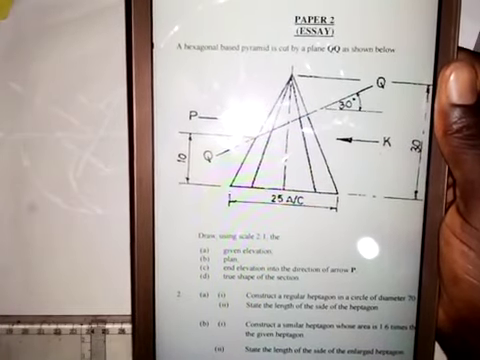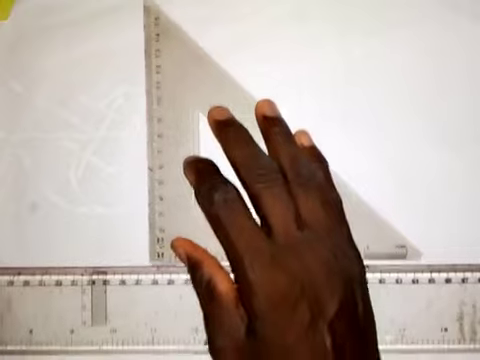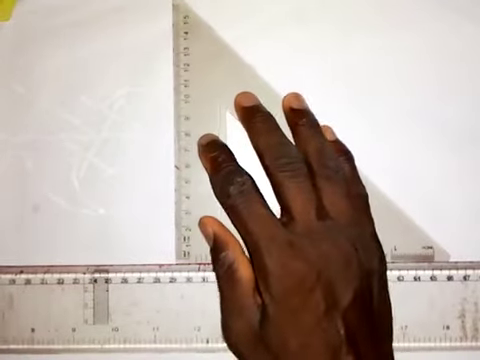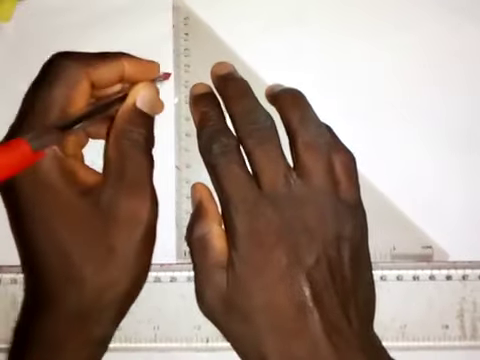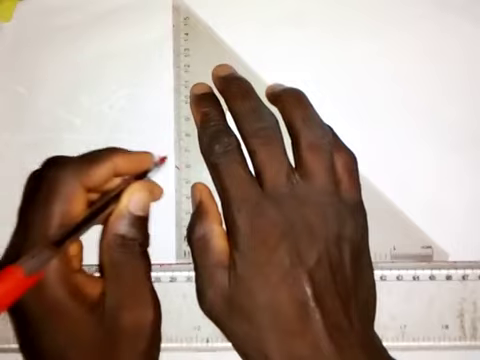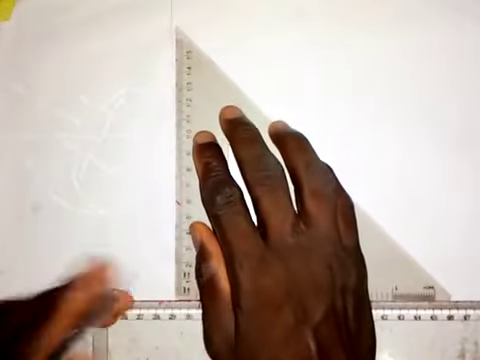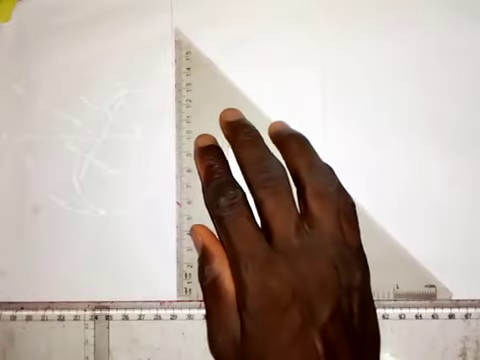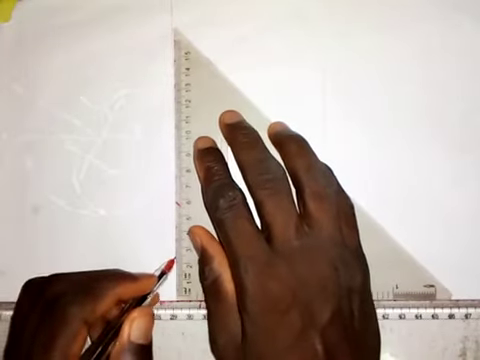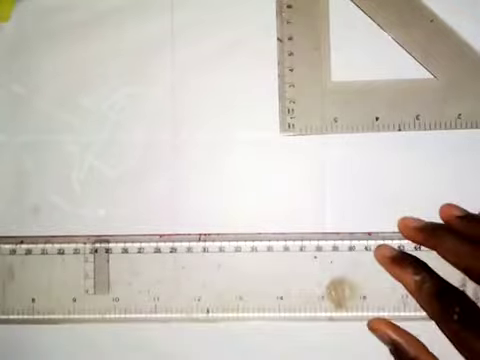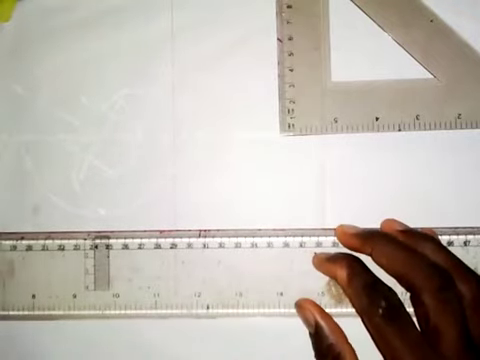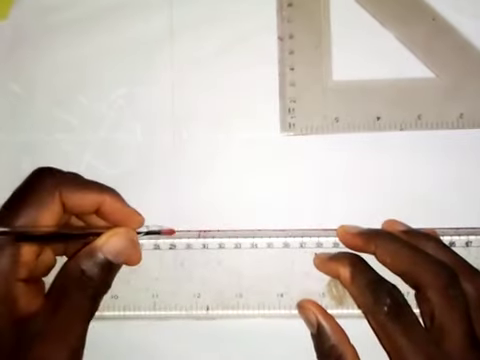So let's see the first thing that we have to do. We're asked to draw the given elevation, and then we have to draw the plan. So the first thing to do is to draw a vertical center line like this. Okay, let me just extend it down a bit. All right, then we draw a horizontal center line like this.